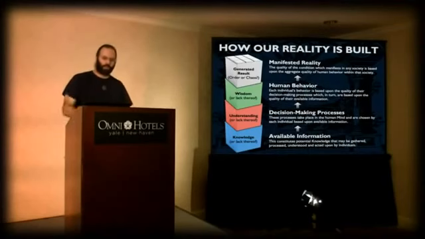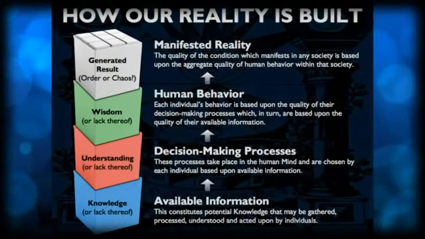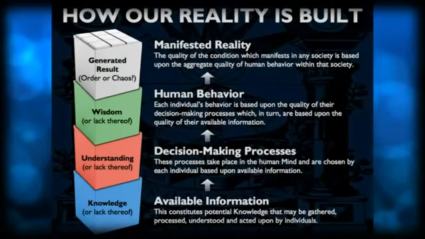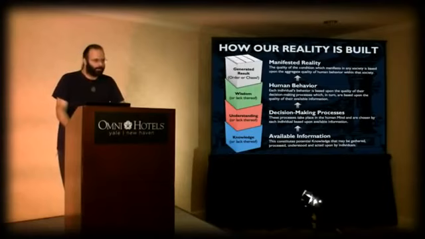The manifested reality is the quality of the condition which manifests in any given society based upon the aggregate quality of human behavior within that society. This is how our reality is actually created. The conditions that we experience as the daily events of our life.